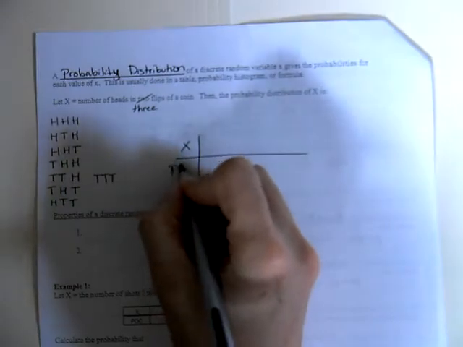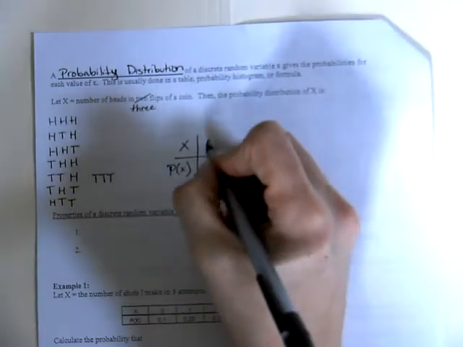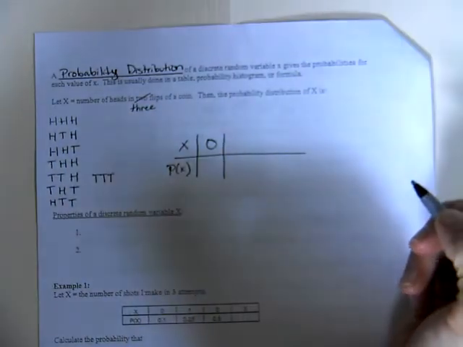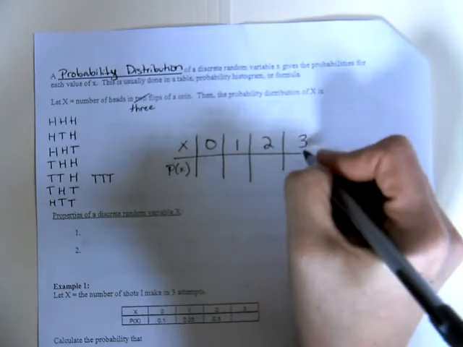So my probability distribution, the top's going to be x, the bottom is the probability of x. So x could either be 0, I could have 0 heads, 1, 2, or 3.